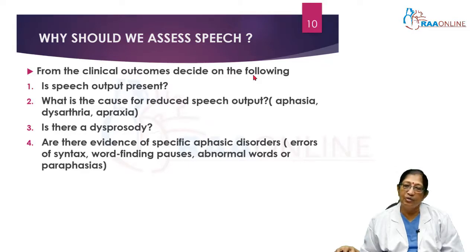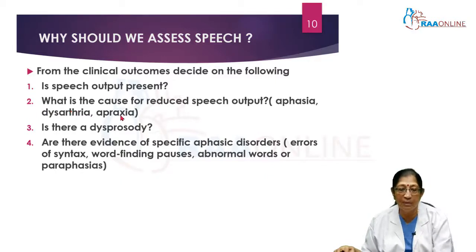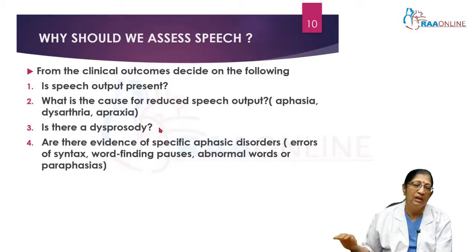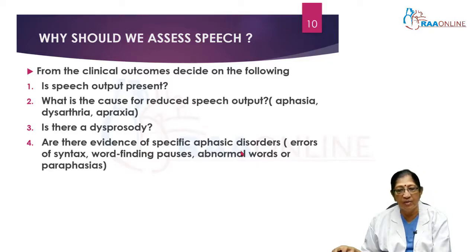So, why should we assess speech? Because different types of speech have different outcomes. Is speech output present? If it is reduced, is it aphasia, dysarthria or apraxia? What is it? Aphasia is difficulty in speaking or understanding. Dysarthria is difficulty in expressing, much more because of lower muscular problems. Apraxia is inability to speak even though everything is alright. There is no weakness. Is there a dysprosody? Sometimes people will keep speaking monotonously without any pauses and all that. Then that is dysprosody.